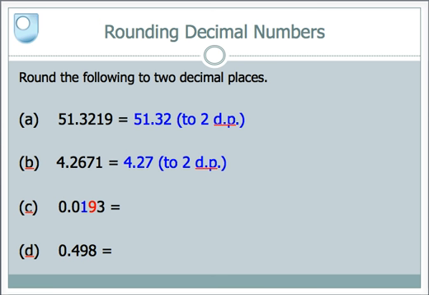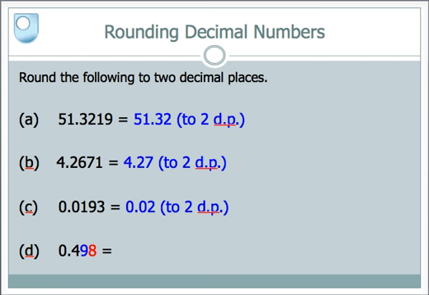My third number is 0.193, and I want to round this to 2 decimal places. So I look at the third decimal place, highlighted in red, which is 3. Is that greater than 5? No it isn't, so therefore I'll round down. And my answer in this particular case is 0.19 to 2 decimal places.